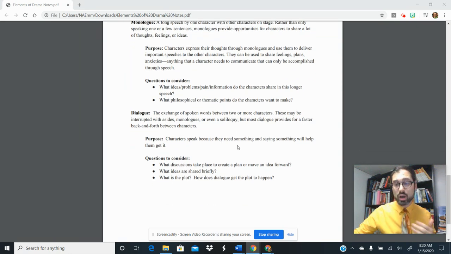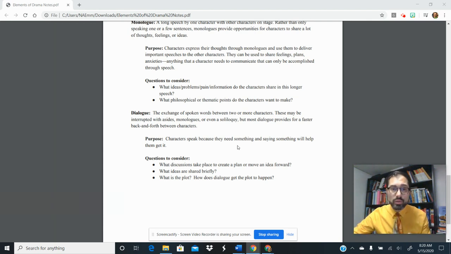And then, of course, we have dialogue, which is that back and forth exchange between characters. This might be a little more fast and furious. It might be a handful of sentences at a time. And monologues are usually embedded into dialogue. So as characters go back and forth, once in a while, a character will speak for a longer amount of time. And that is a monologue.